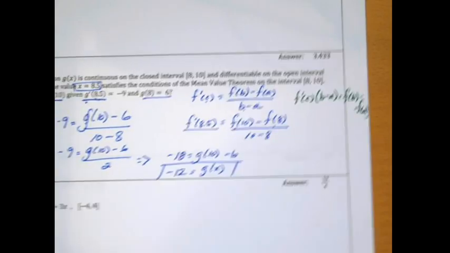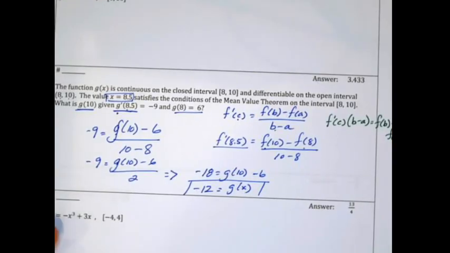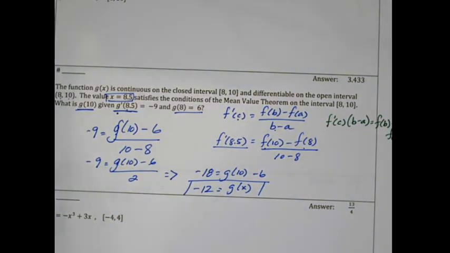So that is the other formula that you can use. You have your c value that satisfies the conditions of the mean value theorem, and so you're going to plug it into those values.